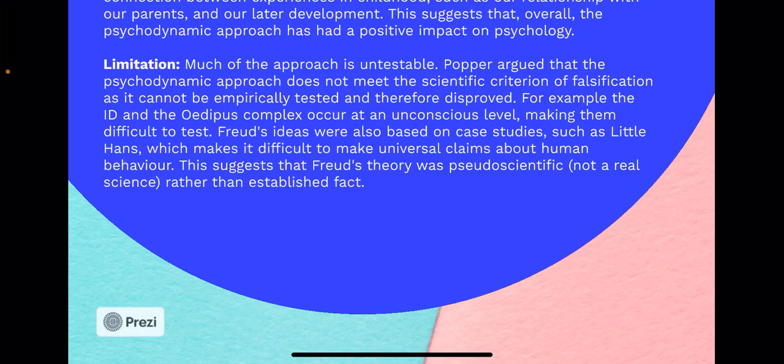So there are many issues with the research that Freud used to support his theories. It suggests that Freud's theory was pseudoscientific, so not a real science, rather than established fact. Although it's still referenced to today, it's not as scientific as, say, the behaviourist approach.